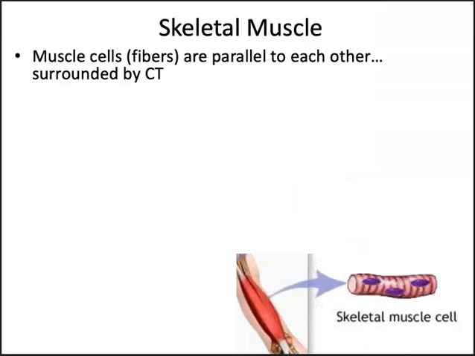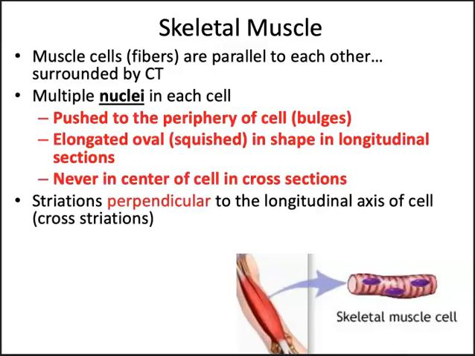In skeletal muscle, the muscle cells, muscle fibers, are parallel to each other, and they're surrounded by connective tissue that holds the cells together into bundles. Each cell has multiple nuclei. So not just one nucleus, but multiple.